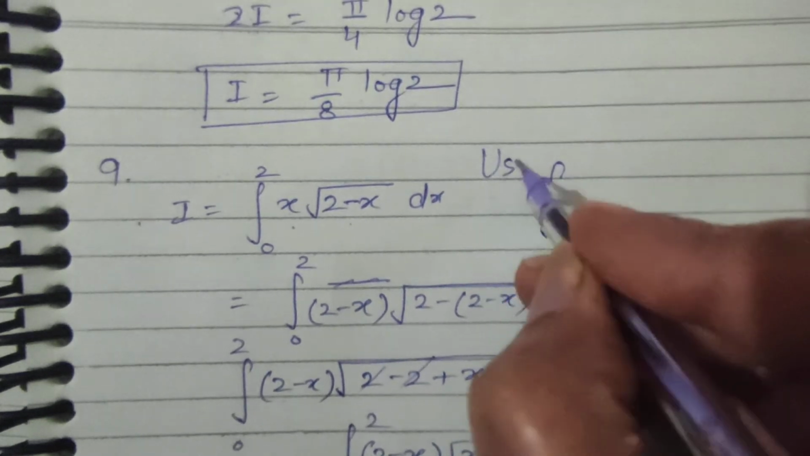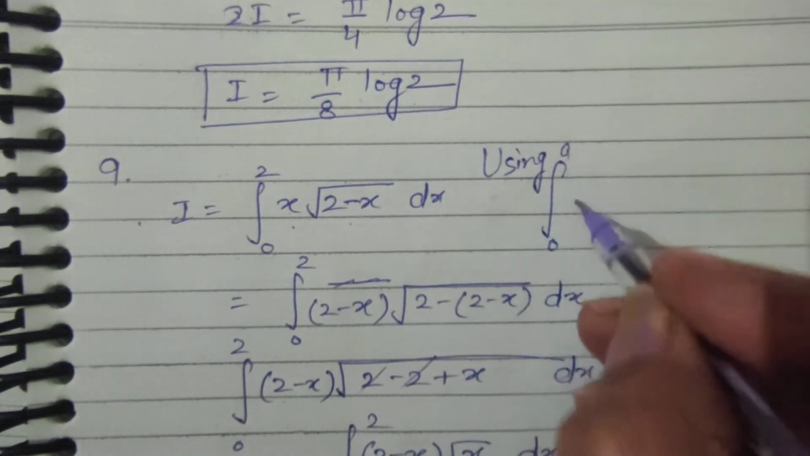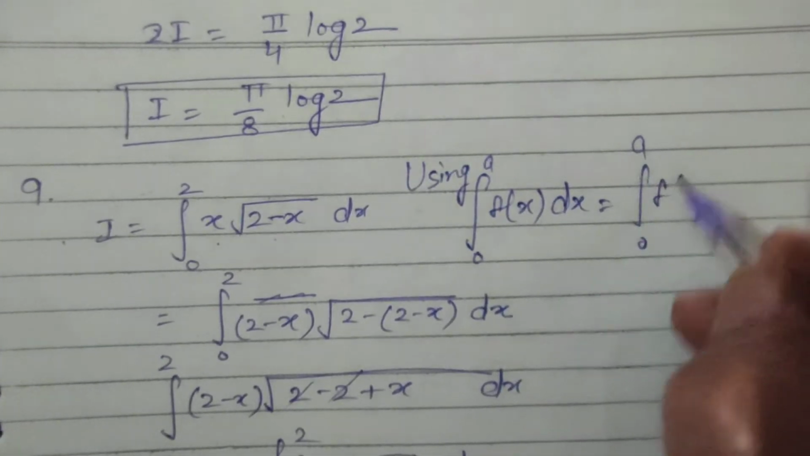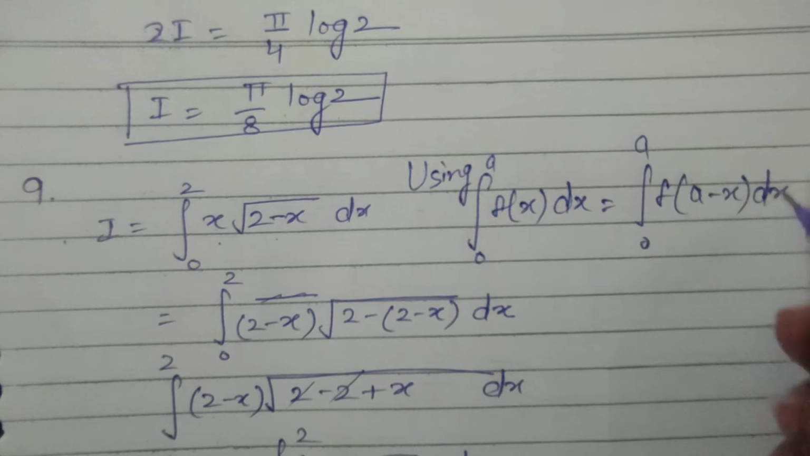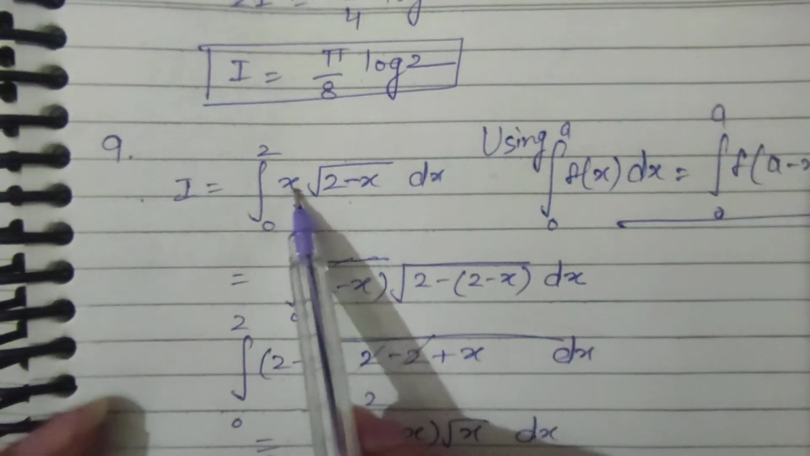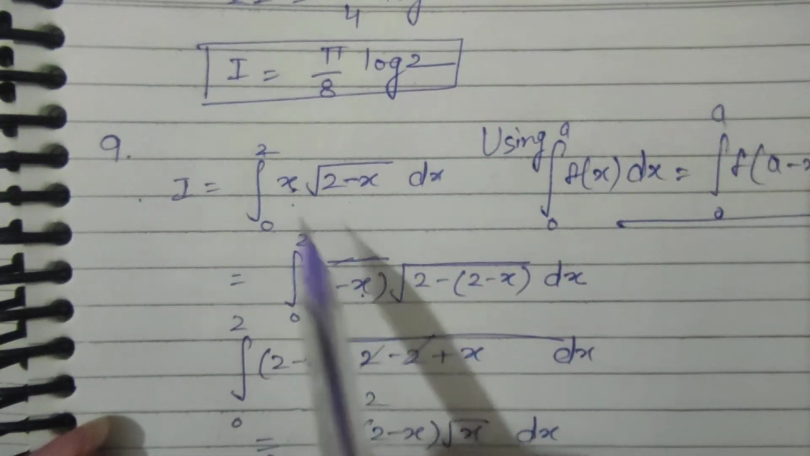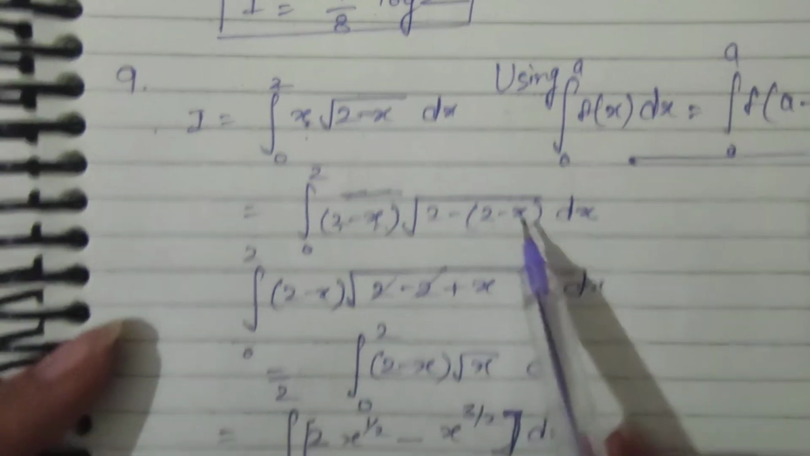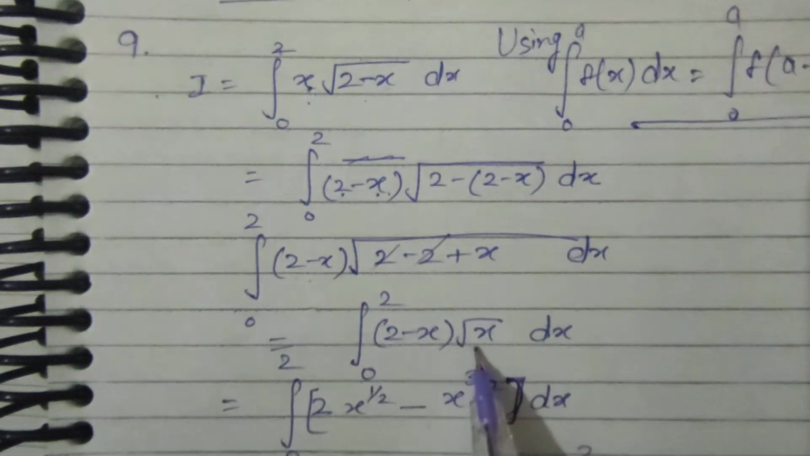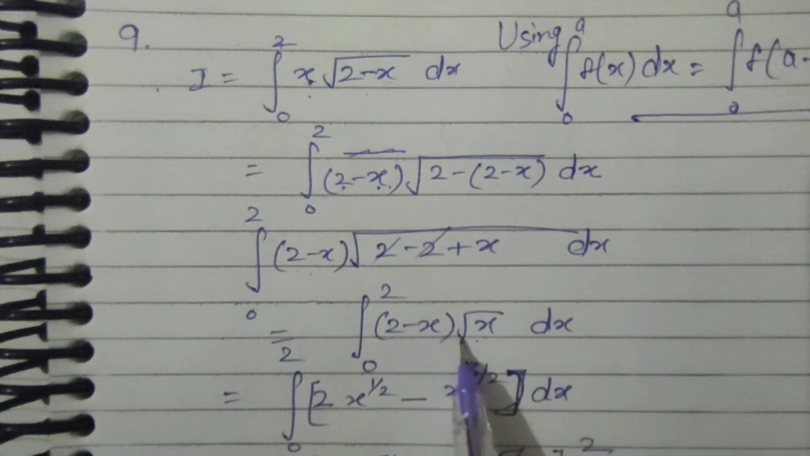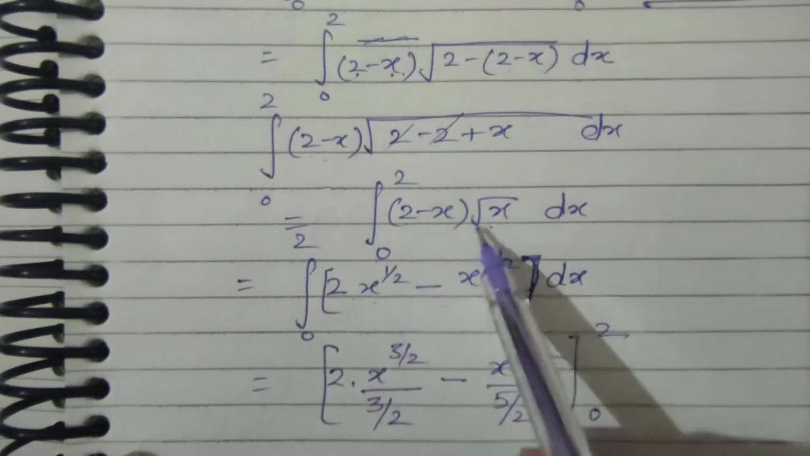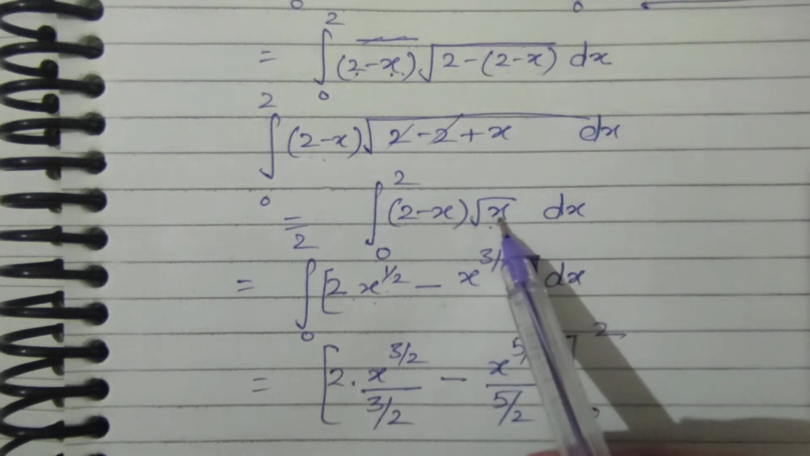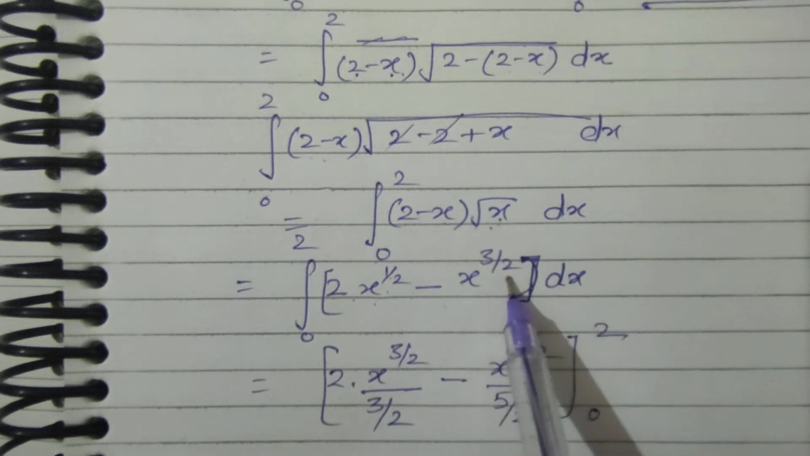You have to write down using limit 0 to a f(x) dx is equal to 0 to a f of a minus x dx. So in place of x, what will we put? 2 minus x. So x is 2 minus x here. So we will get 2 minus x into root x. Then root x multiplied with both. So it will be 2x raised to power 1 by 2, because it is 2 into root x, minus x into x raised to power 1 by 2. So it will be x power 3 by 2.